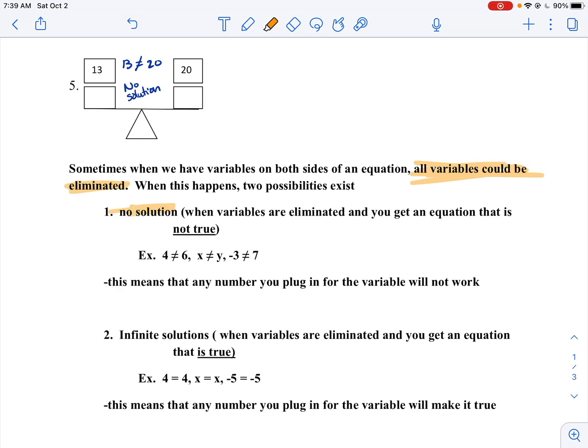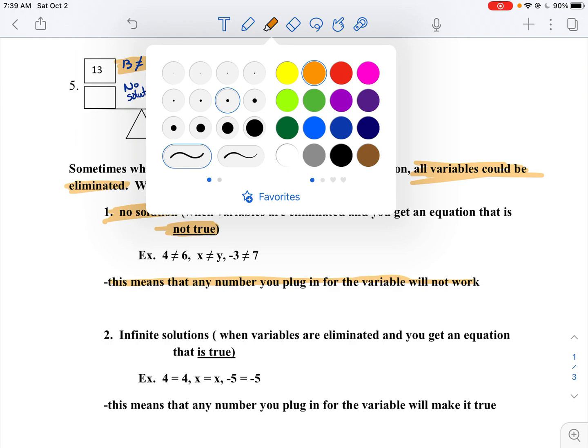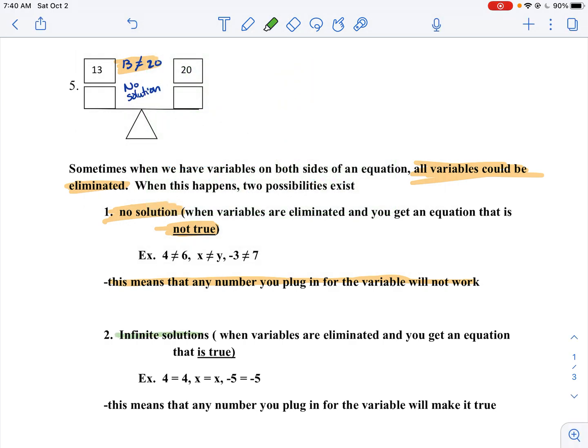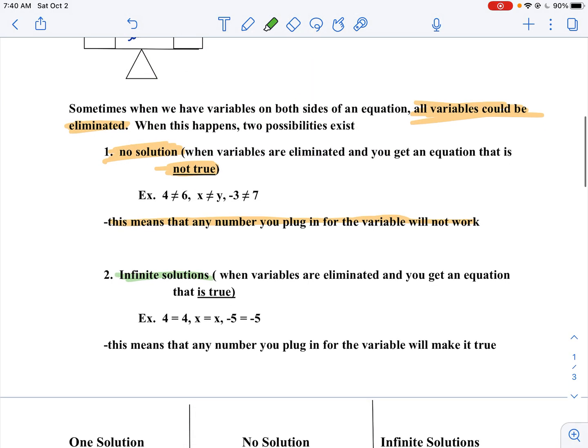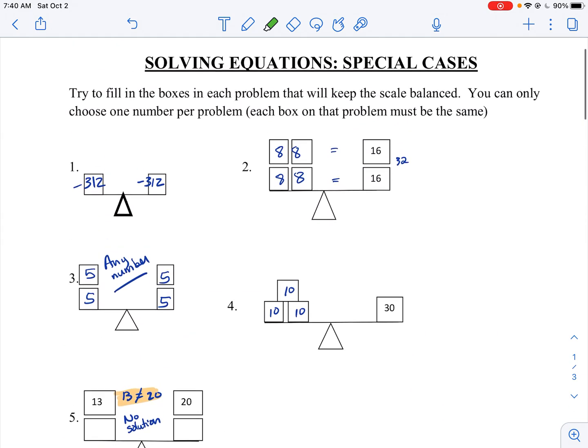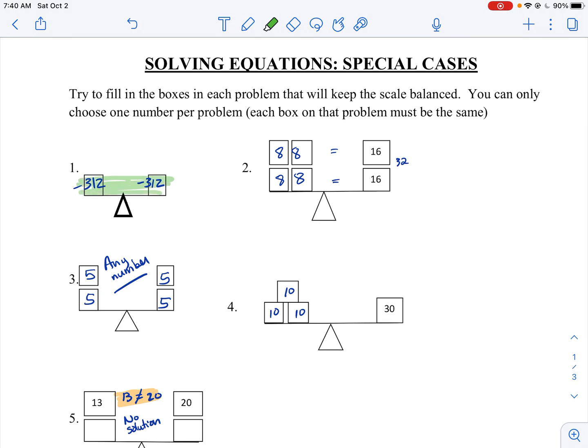There are 2 things that exist. There's a no solution, which means you get something that's not true. Just like right here, I got something that was not true. This means that any number you plug in for the variable, it will not work. Then you can have infinite solutions. What that means is no matter what number you plug in, it's always going to be true. That's what's up here. So no matter what I plugged in, it would be true.